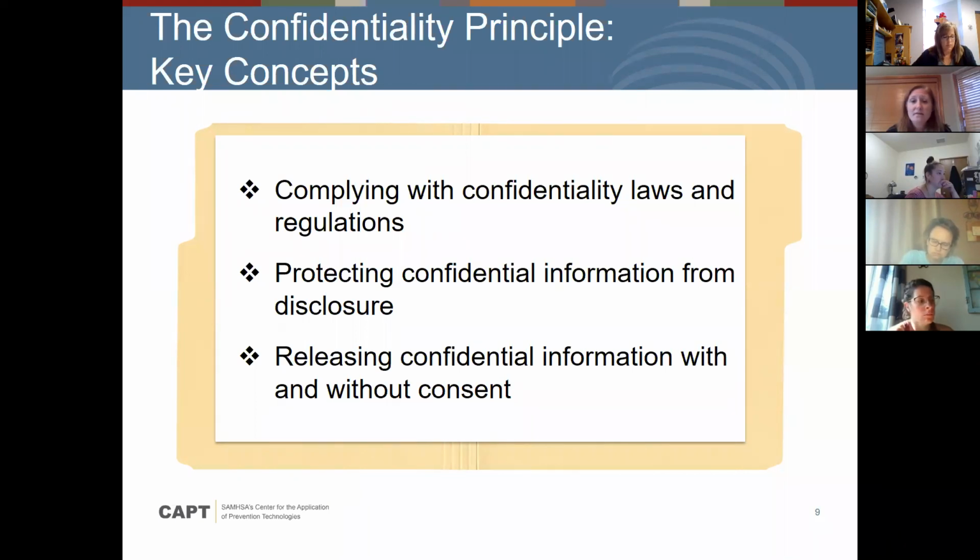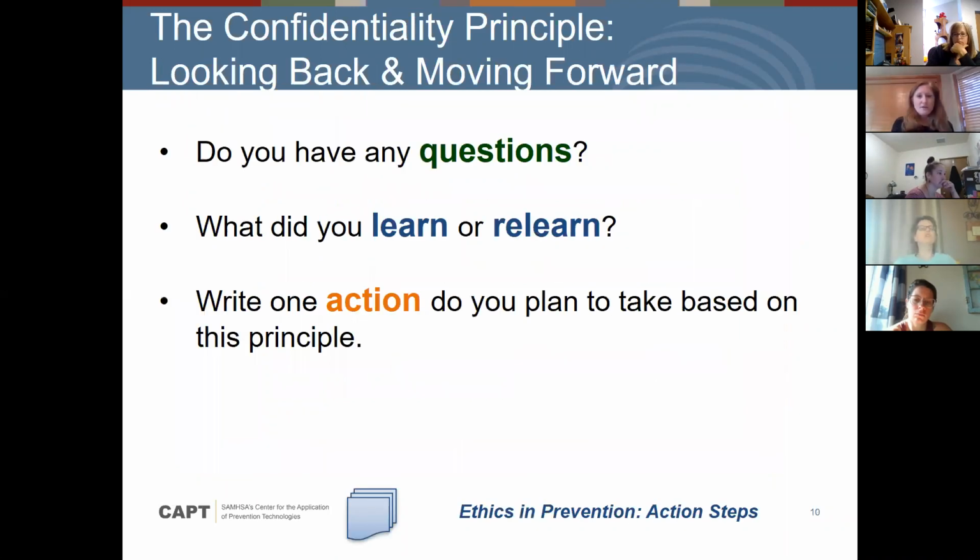And then releasing confidential information with and without consent. So knowing when we need consent of the participant and knowing when we can release that information without their consent. And again, going back to that 42 CFR Part 2 will really give you those guidelines for that. Any questions?